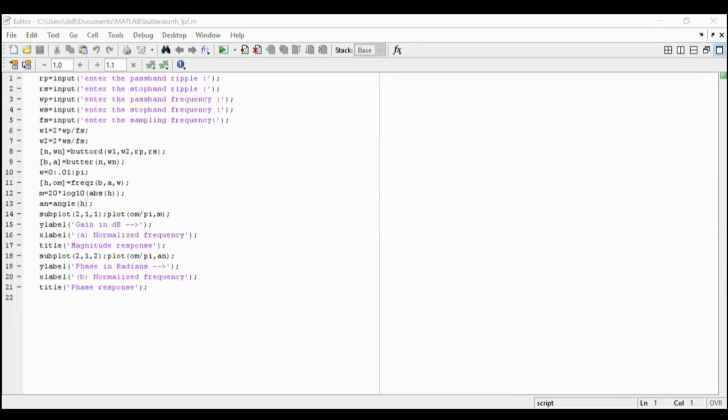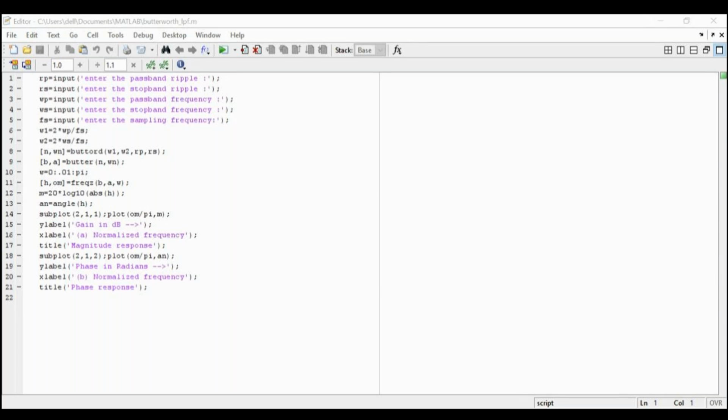The first is rp equal to input of enter the pass band ripple, rs equal to input of enter the stop band ripple, omega p equal to input of enter the pass band frequency, omega s equal to input of enter the stop band frequency, Fs equal to input of enter the sampling frequency. These are the five input parameters that you need to give.